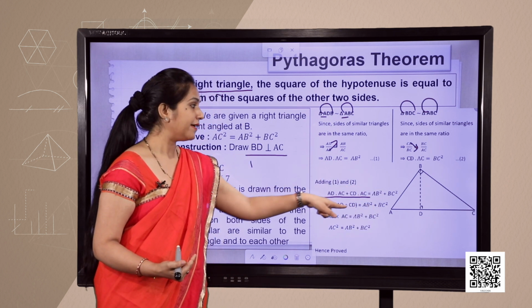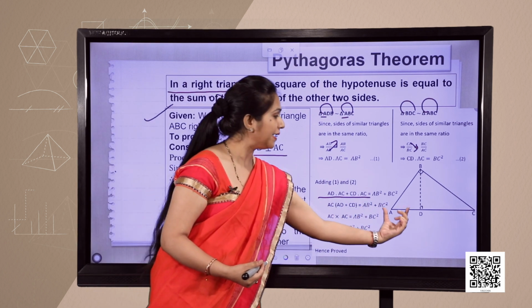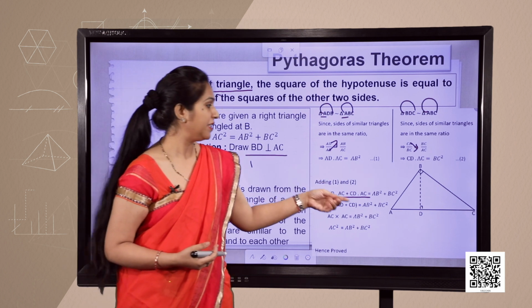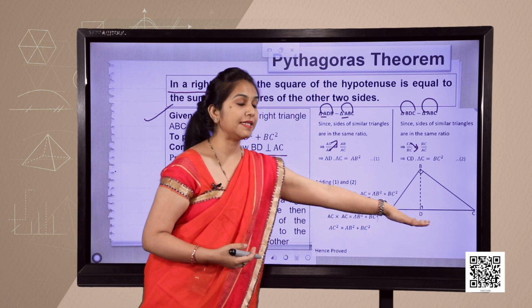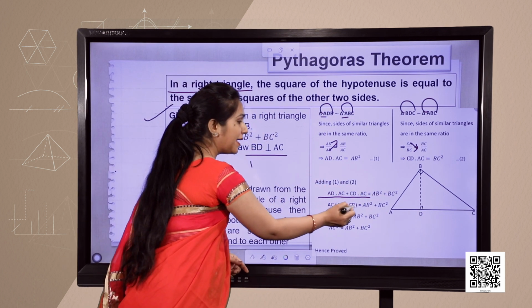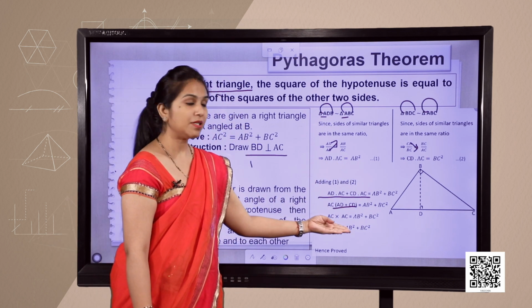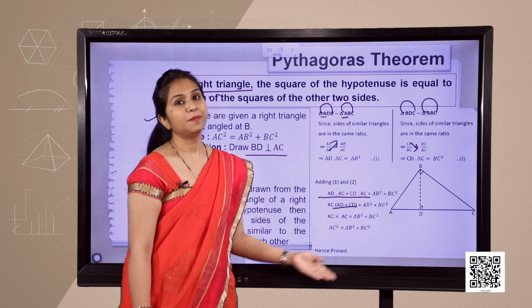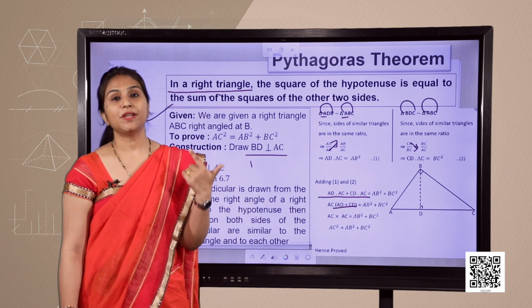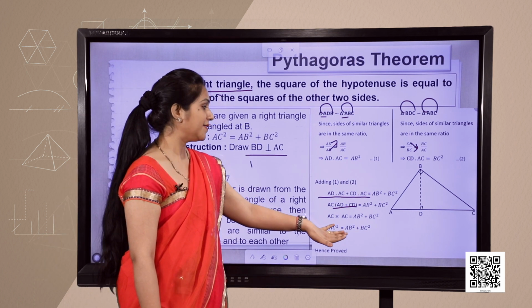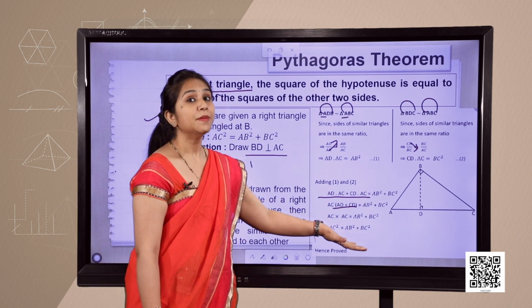Now, see the diagram. We have in a bracket AD plus CD. What is AD plus CD gives you? It will give you whole AC. So, replace this bracket by AC only. So, you have AC into AC is equals to AB square plus BC square. Now, AC into AC gives you AC square. So, we got AC square is equals to AB square plus BC square.